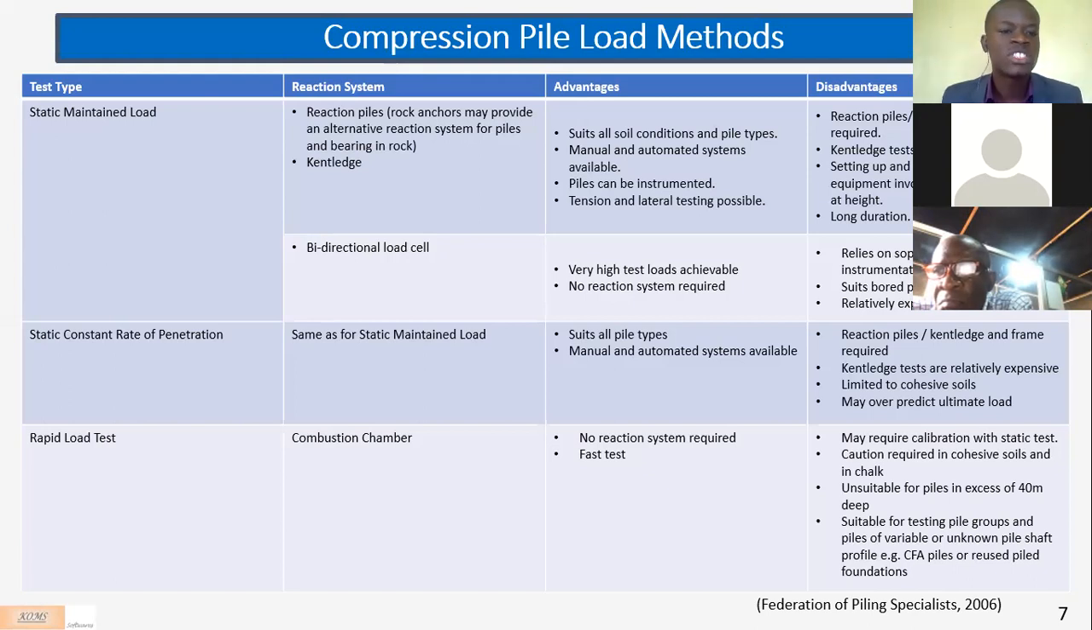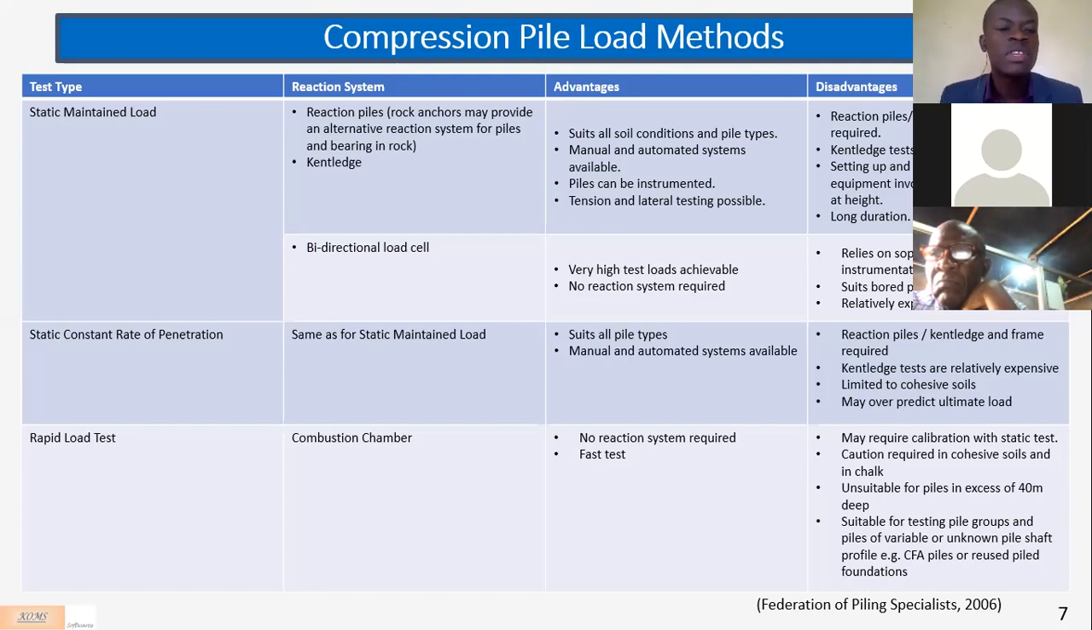And for the static constant rate of penetration, the reaction system is the same as that of the static maintained load. The advantages are that it suits all pile types, and manual and automated systems are available. But the setbacks are it requires a frame, just like the static maintained load, and the Kentledge tests are relatively expensive. It is limited to cohesive soil and may over predict the ultimate load.